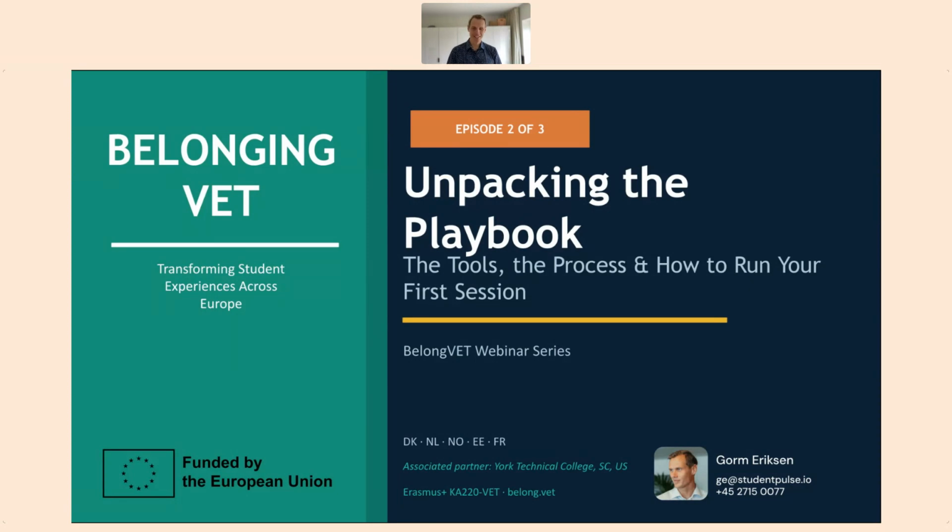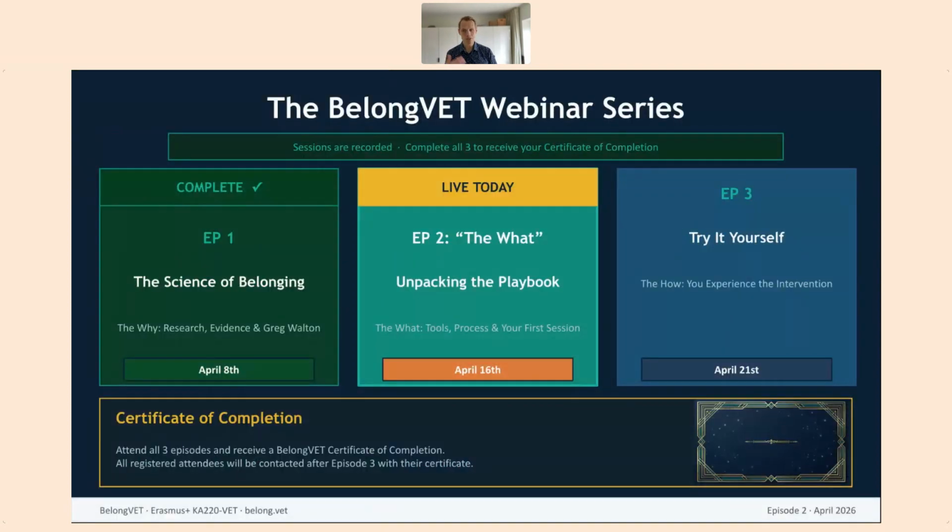Okay, let's get started. As I said in episode 1, and if you haven't looked at episode 1, it is available in Demio in this webinar platform, or you can go to the website. I'll show it later in the webinar. Today, I'll be going very specifically into the what. Last time was all about the science of belonging and Greg Walton's work. Today we will be talking about the actual playbook and getting ready for your first social belonging intervention in class.